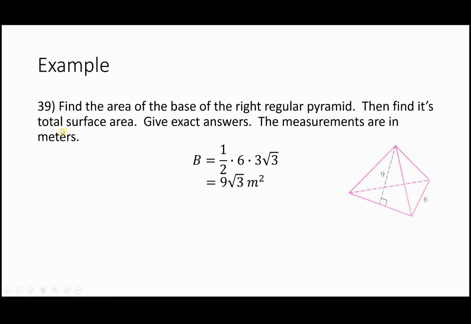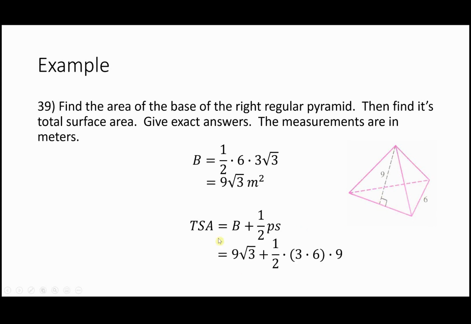Then find its total surface area. Well, we can do that now that we have the area of the base. Take that area of the base and then add to it 1/2 of the perimeter of the base times the slant height. And they happened to give us the slant height, didn't they? They gave us this 9-meter slant height here. That was very kind of them.